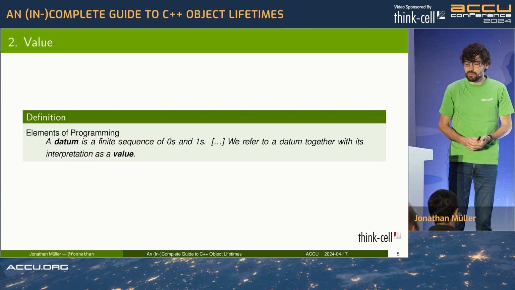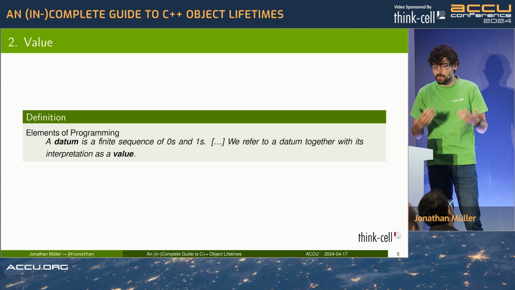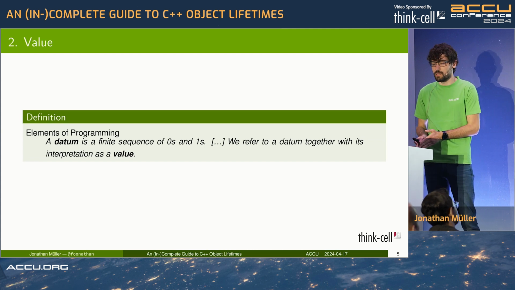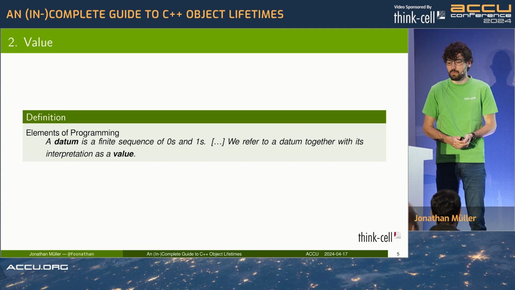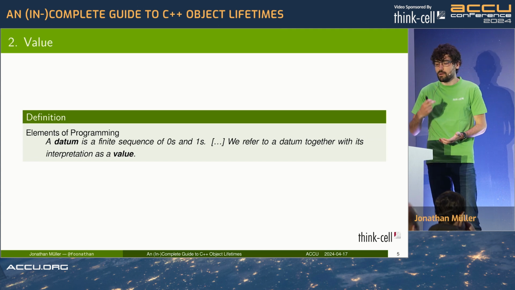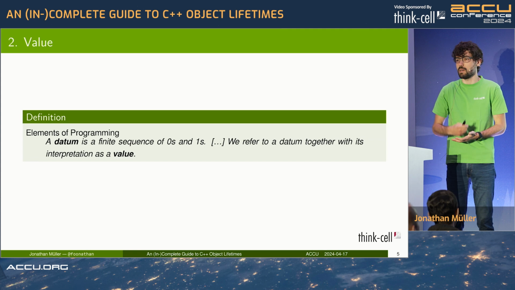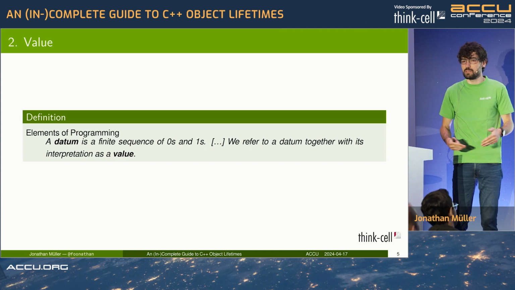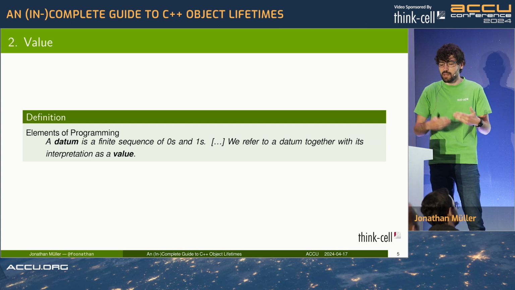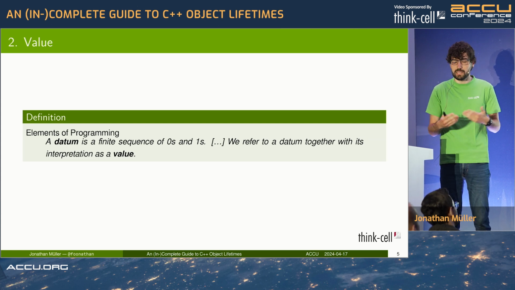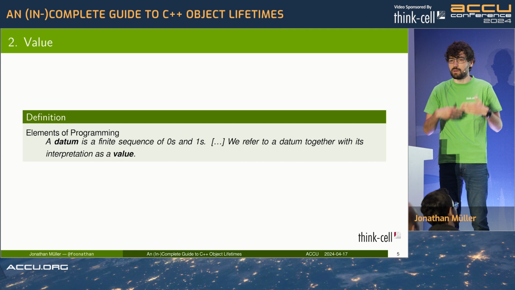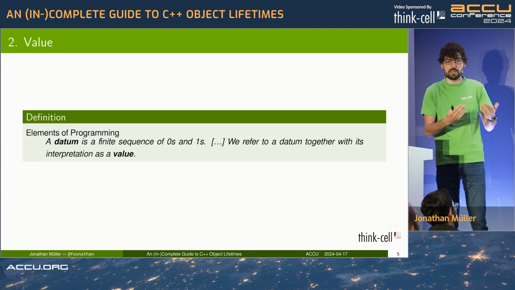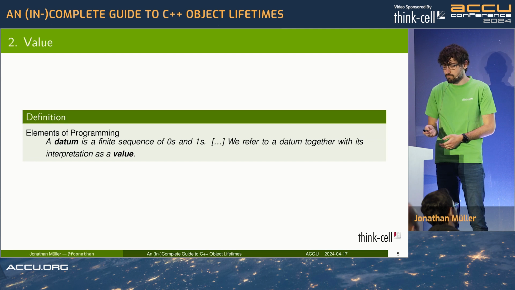The sort of Bible of C++, Elements of Programming, gives a good definition of value. We've got a datum, which is just a sequence of zeros and ones. This datum can be our 0x41, but on its own, it's meaningless. Only together with some interpretation does it become a value. So a value is an interpretation of a sequence of bits to represent some mathematical thing. A value is a mathematical term. It's unchanging, it lives forever, it's a mathematical idea. It's the number 42. And then the datum is a physical representation of that thing in memory.